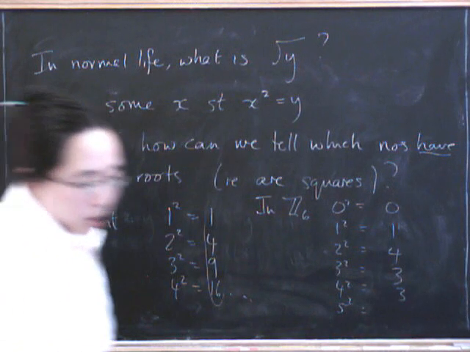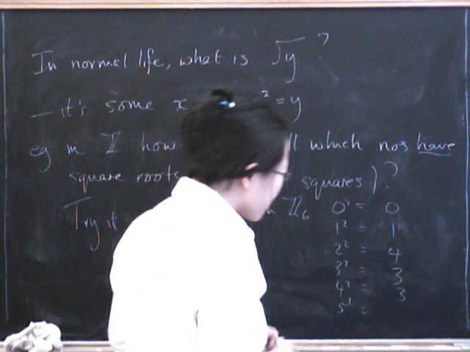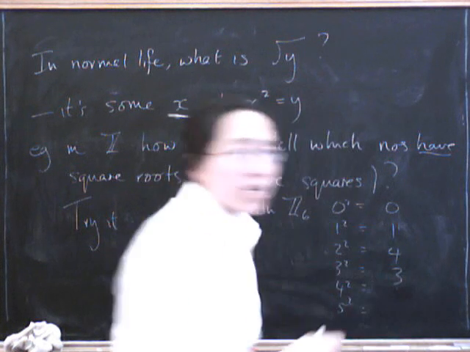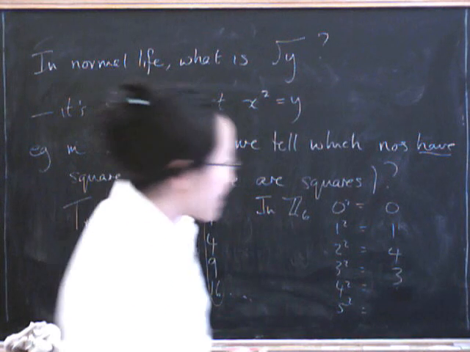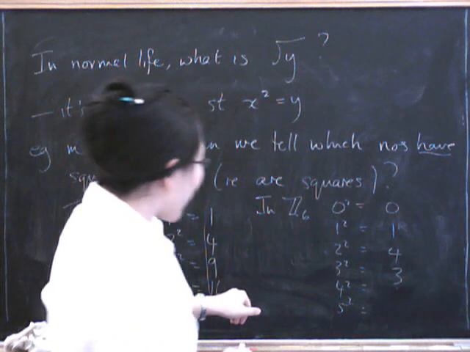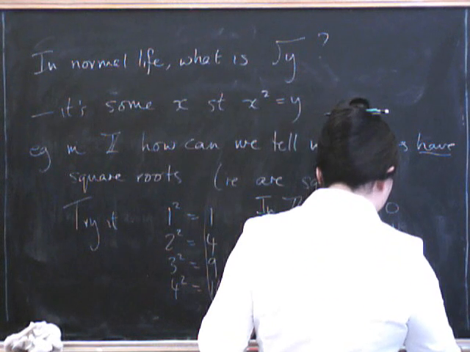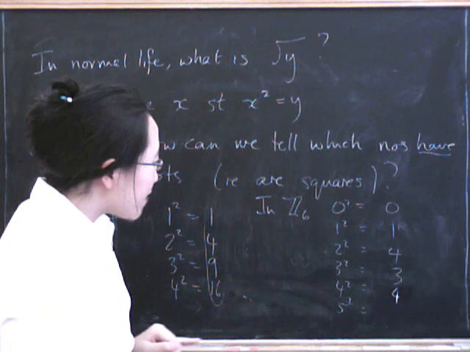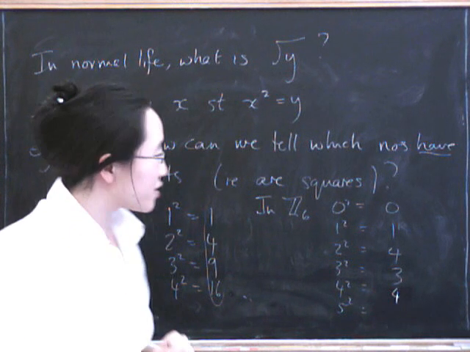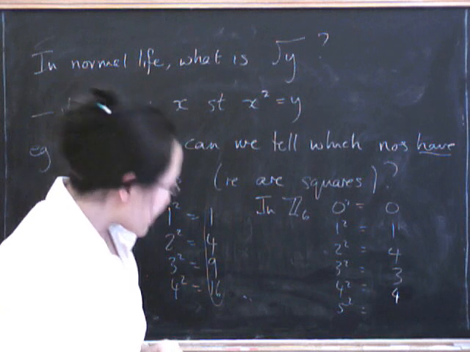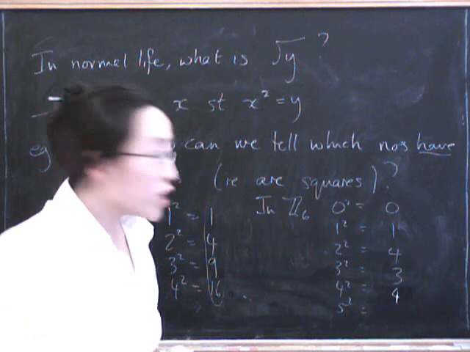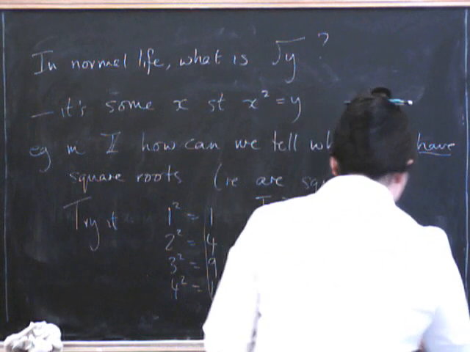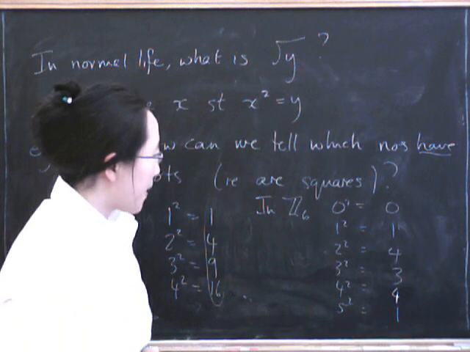And what? That was a complete load of rubbish. 4 4s are 16. 16 minus 12 is 4. So 4 squared is 4. And 5 squared is 25. What's that mod 6? Well, 6s go up to 24, so we get 1 left over. So 5 squared is congruent to 1 mod 6.